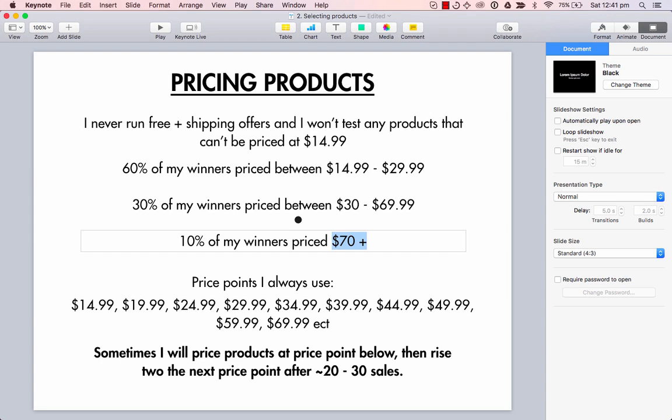I don't know, it's up to you, but I know some people who do really well with over $70 products. But I seem to think that my Facebook pixel optimizes really, really well for this price range, and I reckon if you're new especially, price products around here as well.